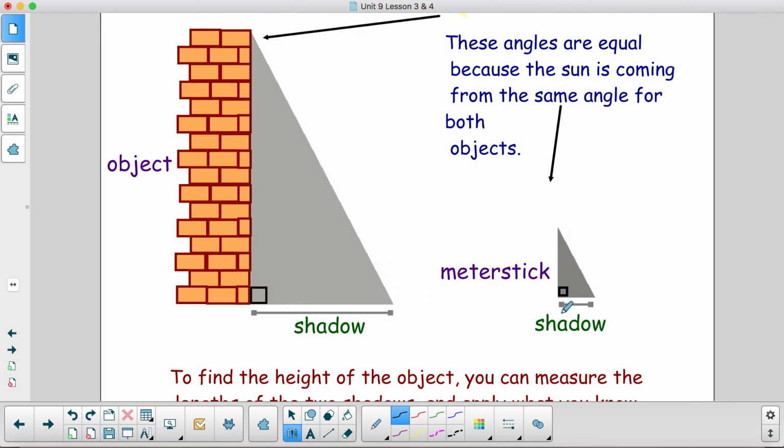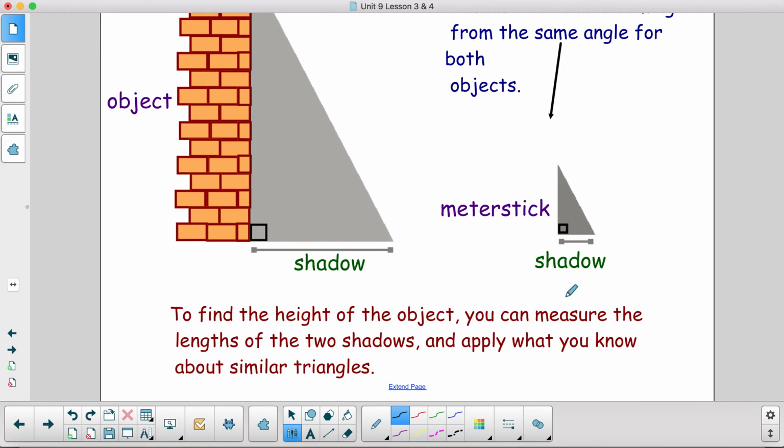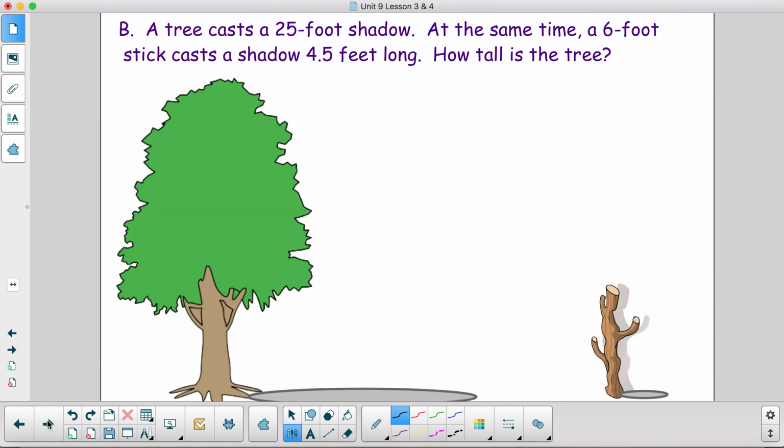Same thing with the meter stick. If we hold a meter stick up, straight up and down, perpendicular to the ground, that means it forms a right angle here. The same angle is going to be given from the sun. And so this would be the length of this shadow. So to find the height of the object, you can measure the lengths of the two shadows and apply what you know about similar figures. So we are going to do one last problem, and we are going to be demonstrating how to do that type of problem.